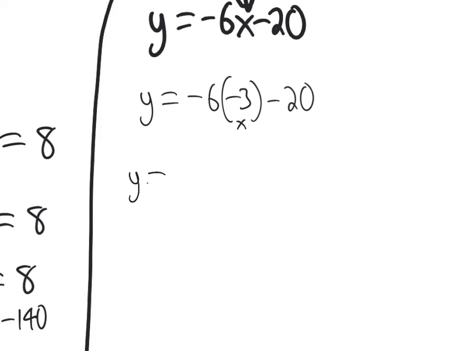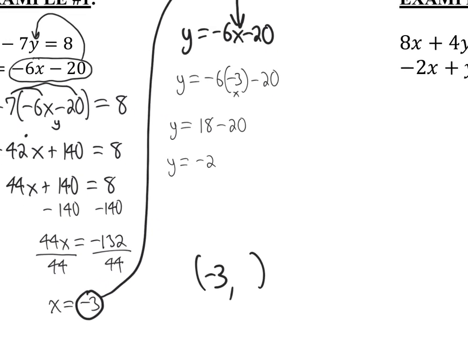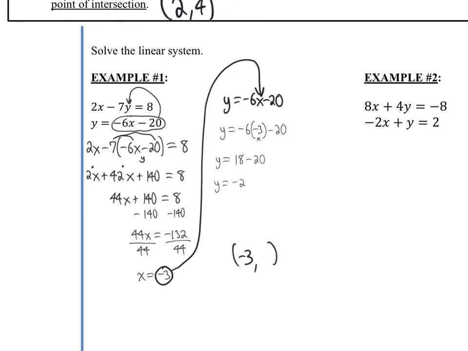All right, what is negative 6 times negative 3? Well, that is positive 18. And what's 18 minus 20? That equals negative 2. So our final answer is going to be negative 3, negative 2. This is our final answer by substitution. So if you were to graph both these lines, negative 3, negative 2 would be where they would cross. Okay?